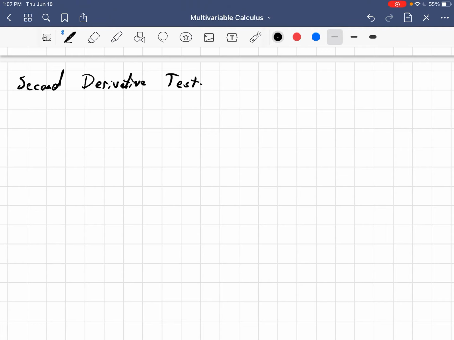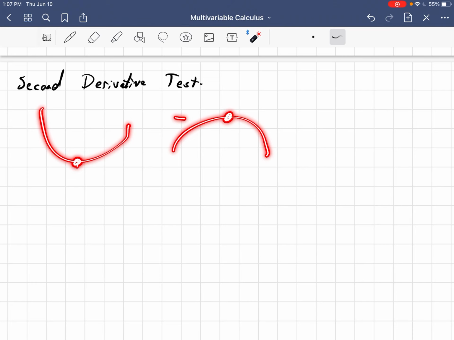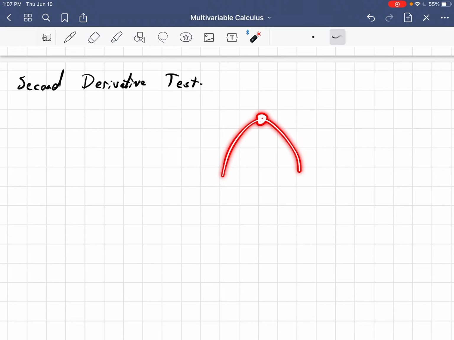I'm really excited to make a video on the true second derivative test. A lot of times this is taught in a single variable calculus course just in terms of concavity, right? In terms of the function: concave up, local minimum; concave down, local maximum. And then obviously right here is a critical point. The derivative is 0.